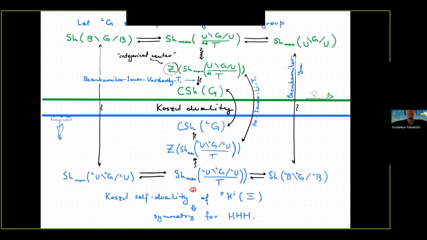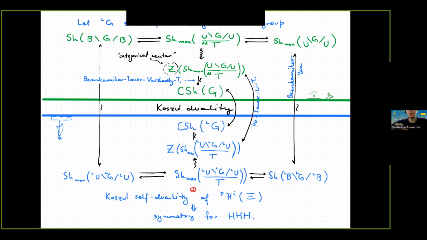So all of this fits into the following big picture. First of all, there is a Koszul duality of Hecke categories. You can consider the group Langlands dual to G, which I denote by LG. And then there is a Koszul duality between the equivariant Hecke category for the Langlands dual group and the monodromic Hecke category for G, which was proved by Bezrukavnikov and Yun.